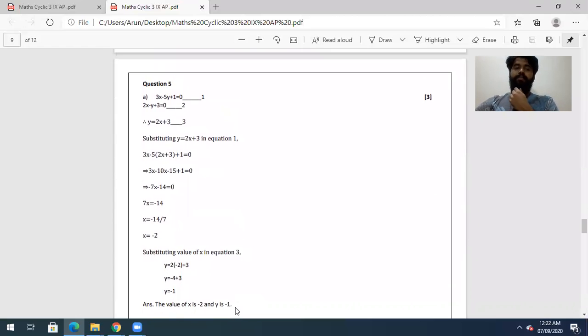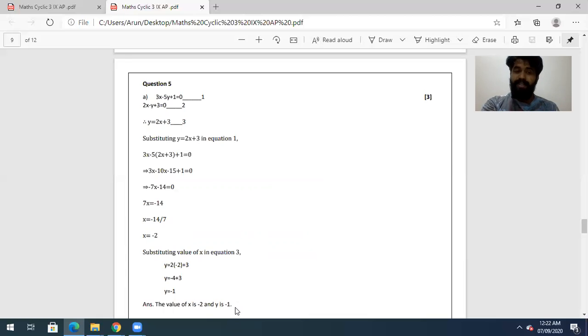Going on to the next question, question number 5. The first part is 3x minus 5y plus 1 is equal to 0. This is equation number 1. And 2x minus y plus 3 is equal to 2. So equation number 2. It is given you have to solve by substitution method. So you will consider any one of the equations. The easier equation is obviously the second one. So we can say y is equal to 2x plus 3. Number it equation number 3.